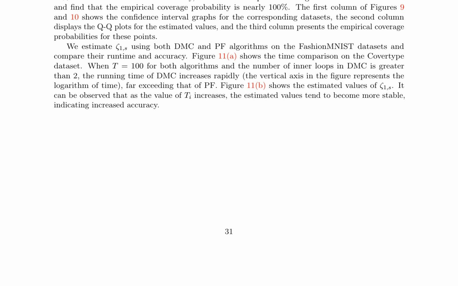A comparison of the DMC and PF algorithms is also conducted on the Fashion MNIST dataset, evaluating their runtime and accuracy. The results show that the PF algorithm remains computationally efficient, while the DMC algorithm becomes computationally expensive with increasing inner loops. The estimated values of zeta-1's increase in accuracy as the value of t increases, highlighting the advantages of the proposed method in terms of accuracy and computational efficiency.